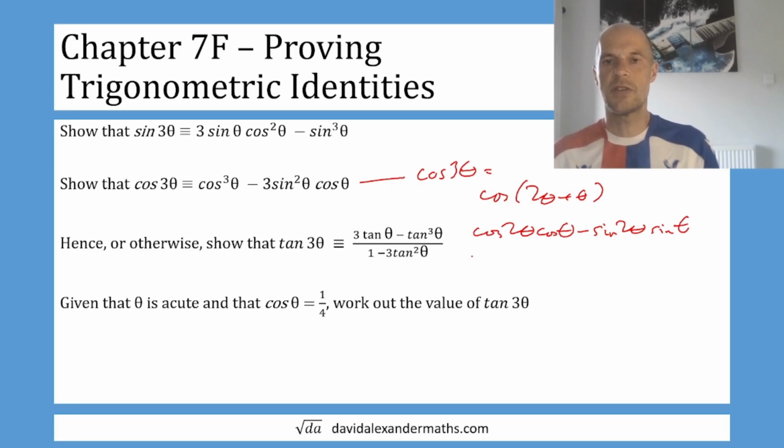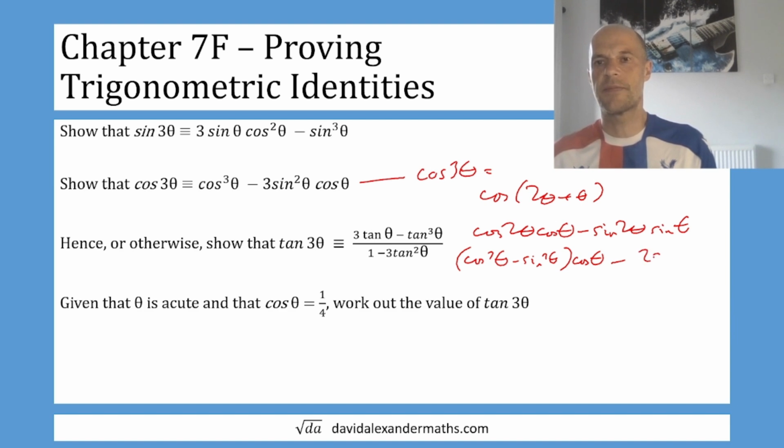Now the cos of 2 theta, that is cos squared theta take sine squared theta, multiplied by the cos theta there. And the sine of 2 theta, well, that is 2 sine theta cos theta. And 2 sine theta cos theta times this sine theta is 2 sine squared theta cos theta. Let's expand the left hand side there.